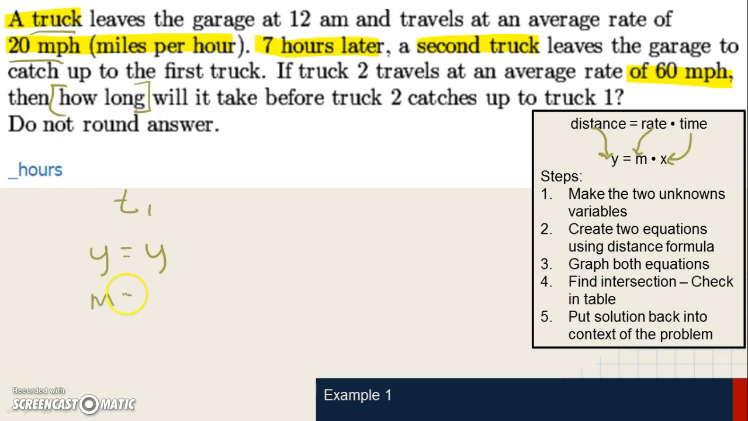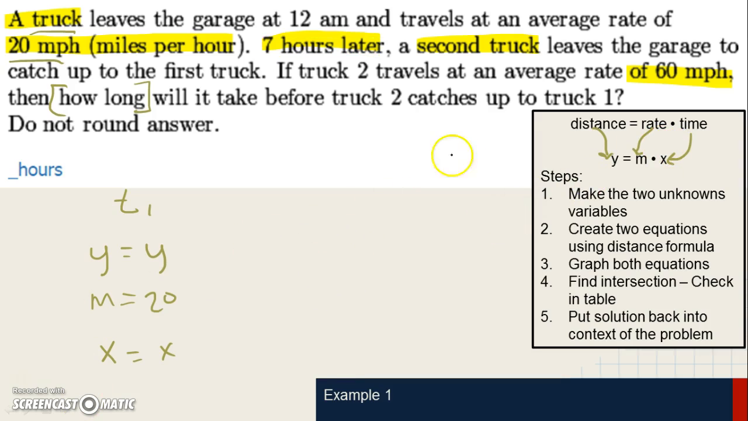What do we know about the rate? Well, we know the rate that it's going is 20 miles an hour. And what do we know about the time? Well, we already identified that we don't know the time. So for x, we're just going to leave it as x. So we have our distance, which is y, our slope, which is our rate, or miles per hour, and x, which is our time, and that's how we're using them over here.